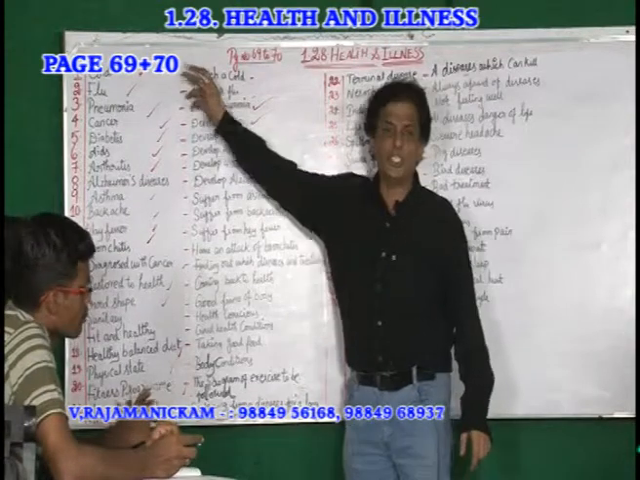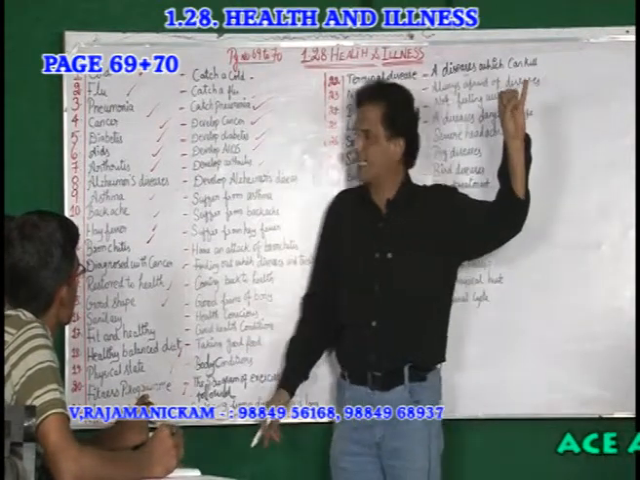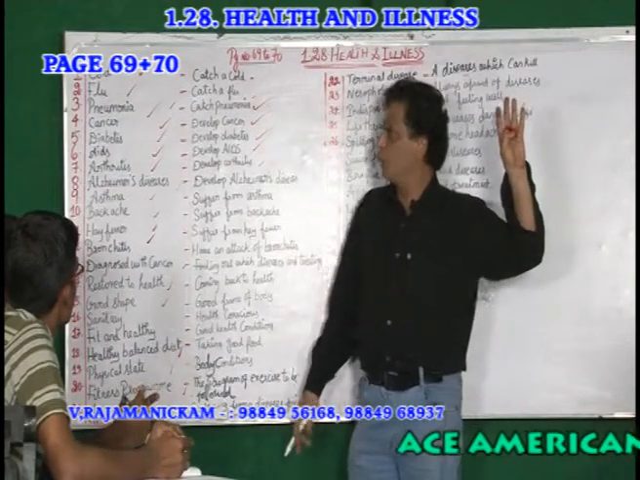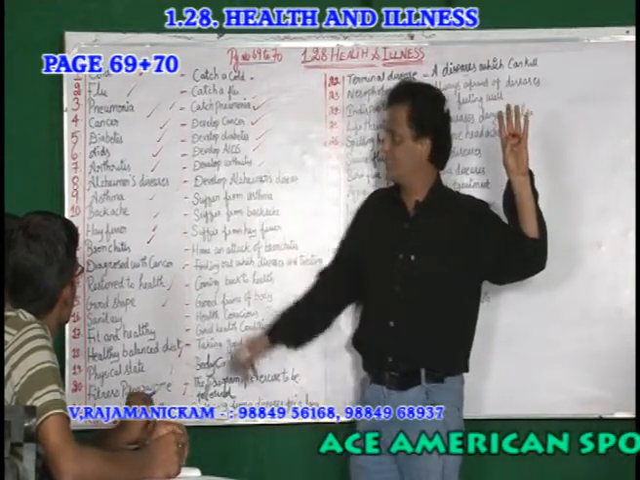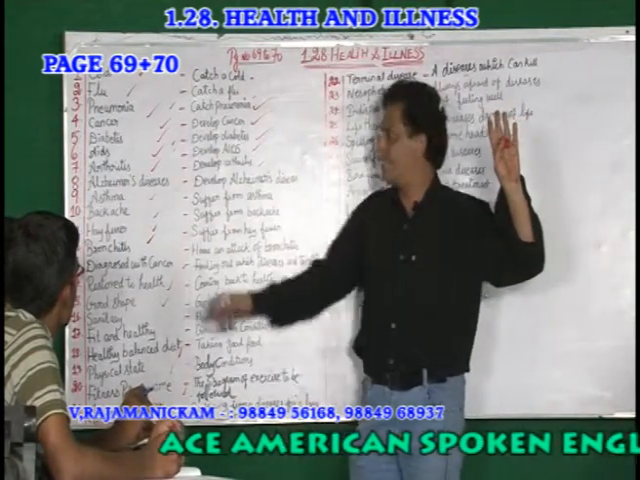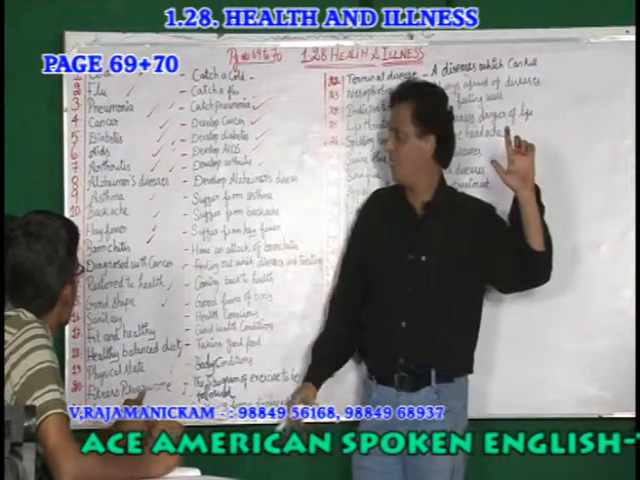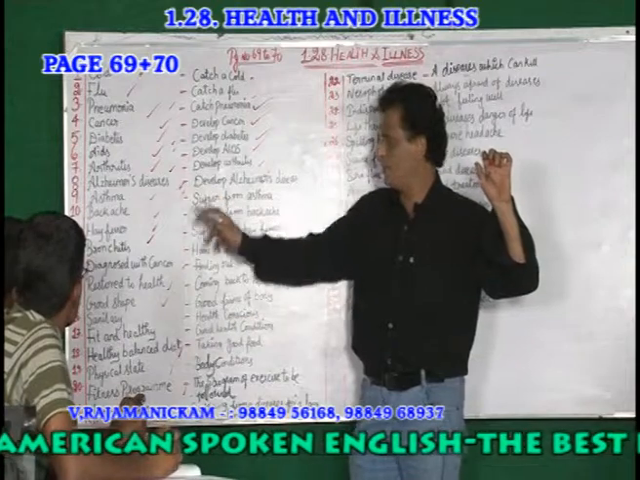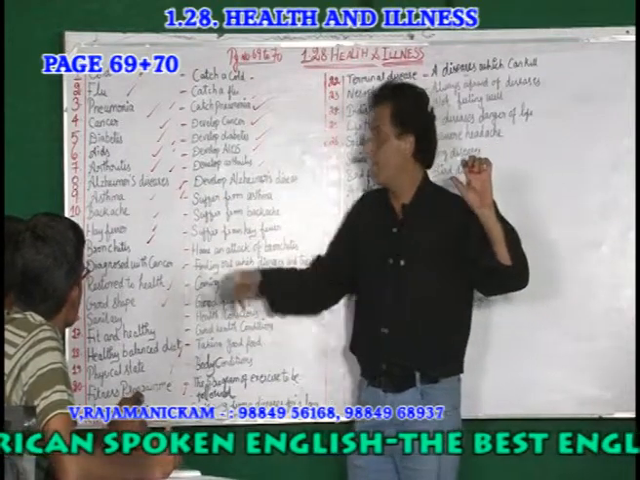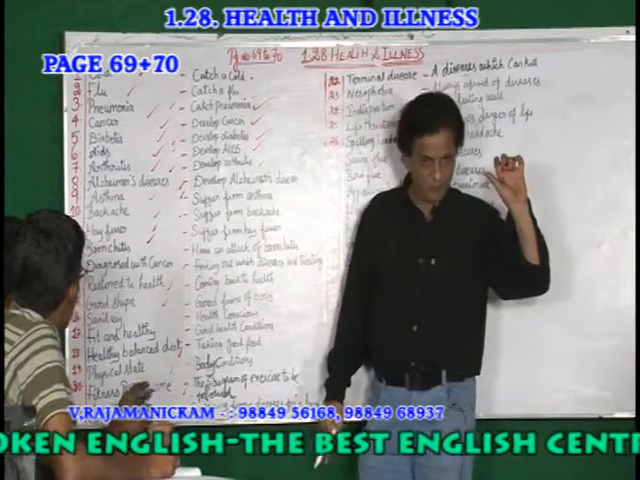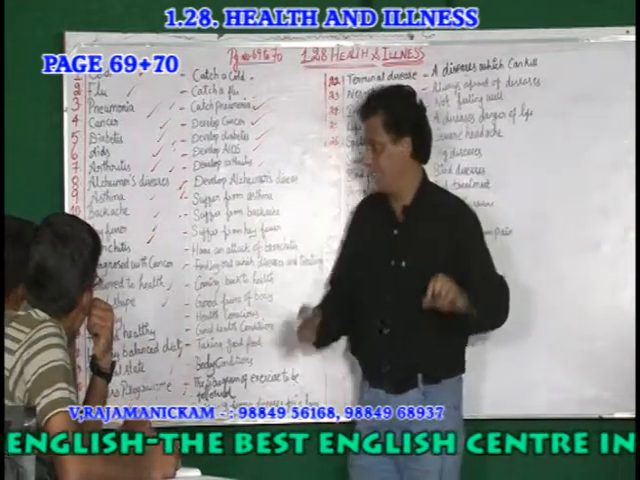So, my dear friends, could you tell me what do you mean by cold? Number one, catch a cold. Flu? Catch a flu. What do you mean by pneumonia? Catch pneumonia. What do you mean by cancer? Develop cancer. Diabetes? Develop diabetes. AIDS? How do you call? Develop AIDS. Arthritis? Develop arthritis. What do you mean by Alzheimer's disease? Develop Alzheimer's disease. What do you mean by asthma? Suffering from asthma. Backache? How do you use it? Suffer from backache. Hay fever? Suffer from that, that is dust.